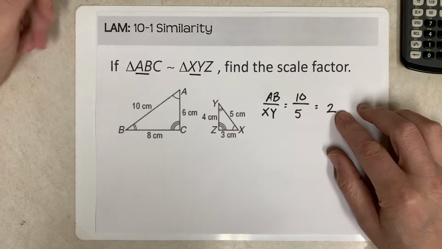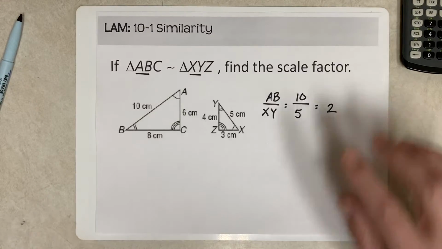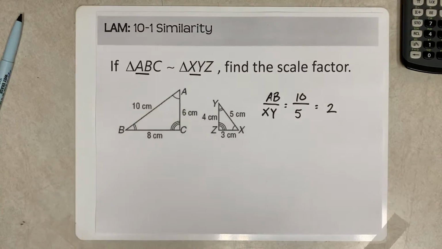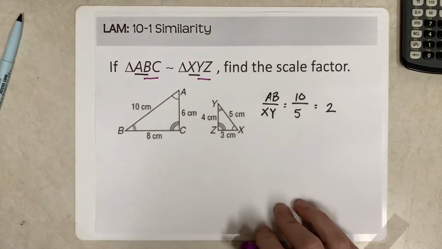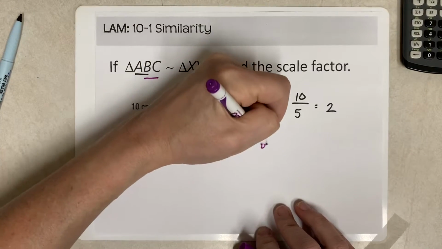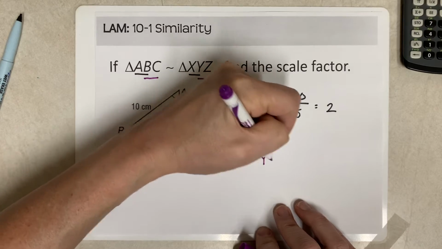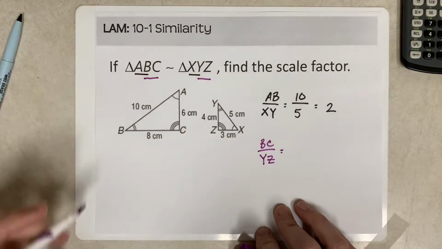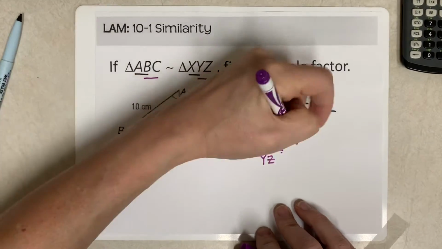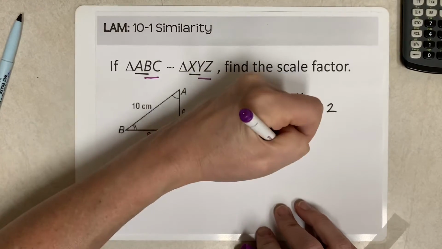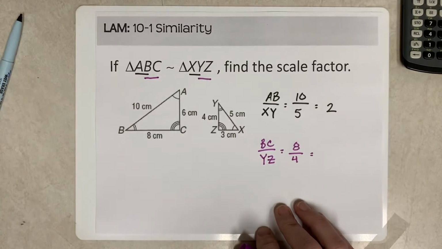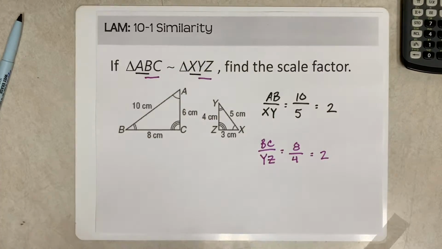If you chose to pick two other sides though, you could do that. We could have picked BC and YZ. So if we wanted to try BC and YZ, we could do that. BC is 8 and YZ is 4. And we see that 8 over 4 is still equal to 2. And so we get the same scale factor twice. And so it's no coincidence, that's how it's supposed to work out.